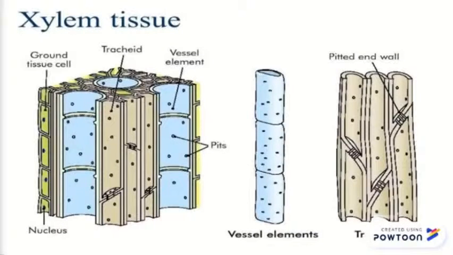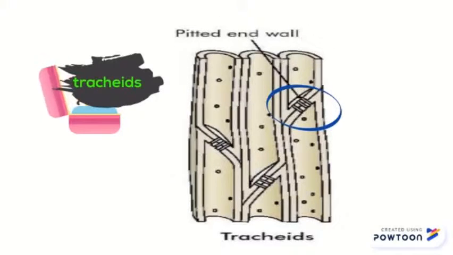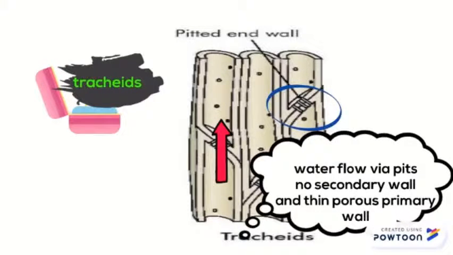The vascular tissues of a plant are phloem and xylem. We talk about xylem. Xylem is a low resistance pathway. Xylem consists of two types of tracheary elements, which are tracheids and vessel elements. Tracheids are elongated spindle-shaped cells, arranged in overlapping vertical files. Water flows between them via pits, areas with no secondary walls and thin porous primary walls.